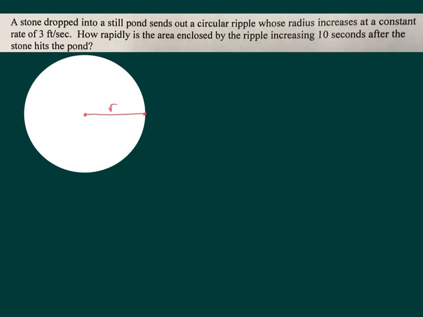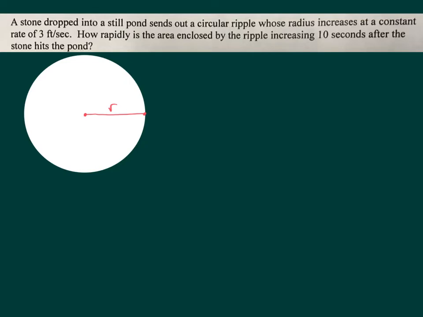Hello everyone. In this particular video we will be looking at related rates exercises. So without further ado, a stone is dropped into a still pond and sends out a circular ripple whose radius increases at a constant rate of 3 feet per second. The question is, how rapidly is the area enclosed by the ripple increasing 10 seconds after the stone hits the pond?